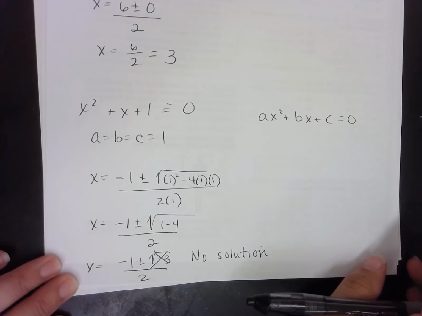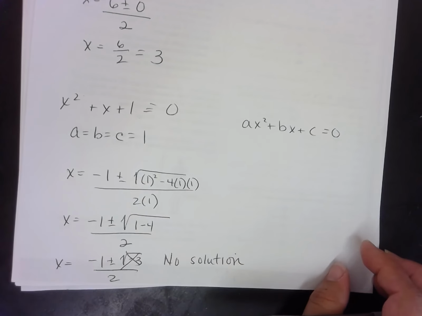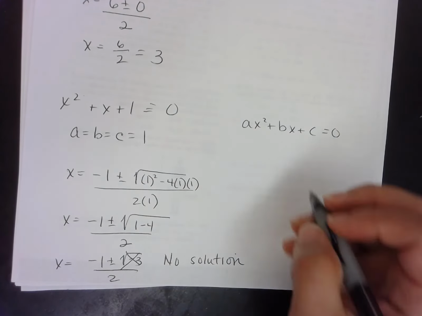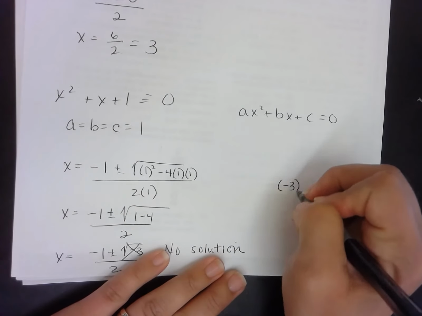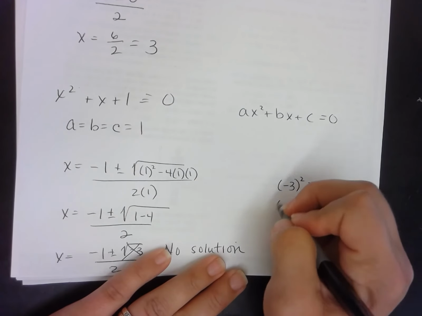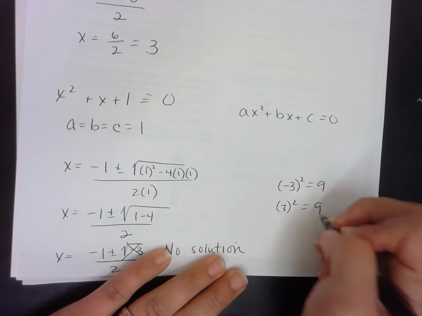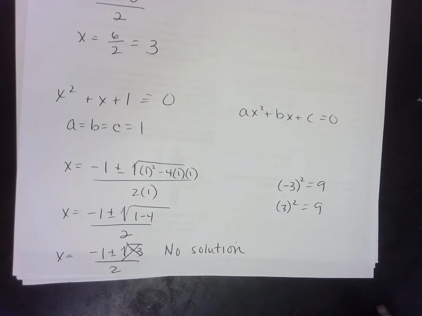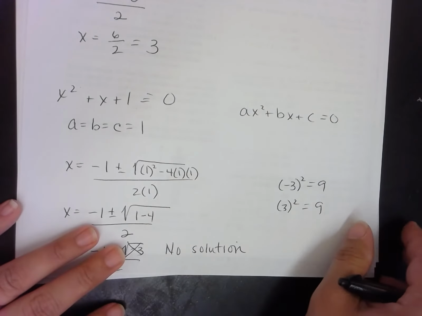We can't take the square root of a negative number because it just doesn't work that way, right? When I square negative 3, I always get a positive number. When I square positive 3, I still get a positive number. So to undo it, I'm never going to get a negative number underneath that radical sign. So this is a no solution case.